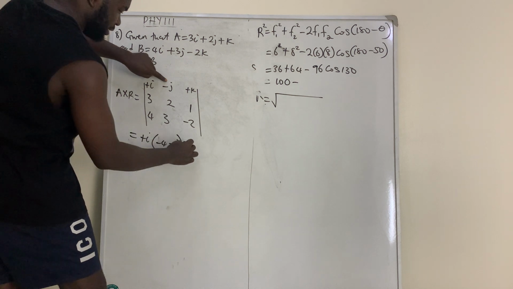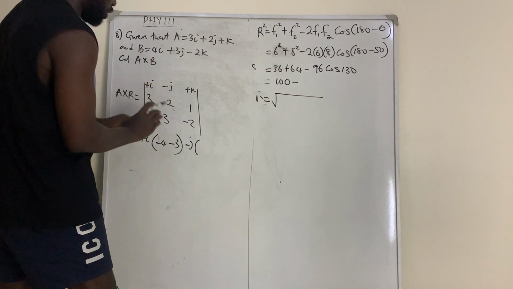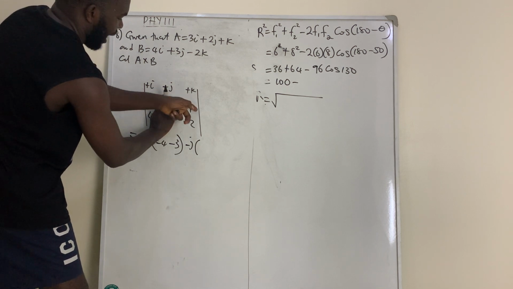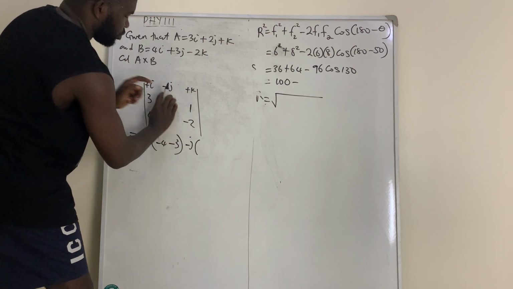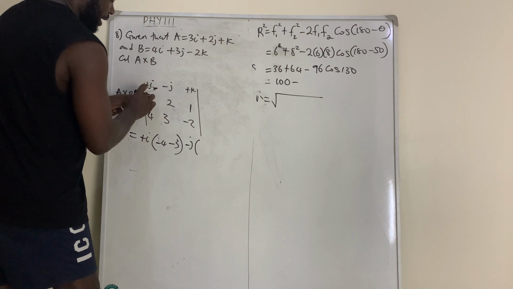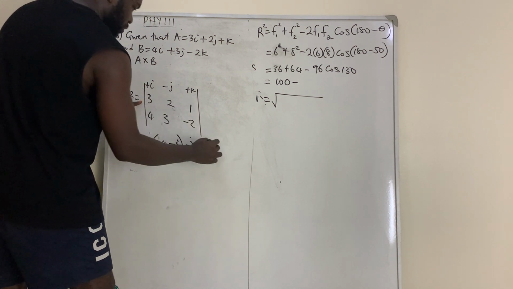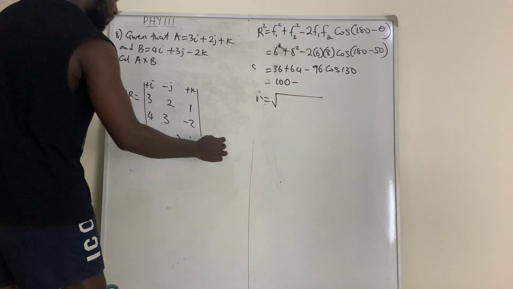The next person I'm picking is minus j. If I pick minus j, cover everybody under that minus j. I am left with 3, 1, 4, minus 2. So I'll do left right again. So left 3 times this will give you minus 6. Original minus before I do this time, this will give me what? 4.